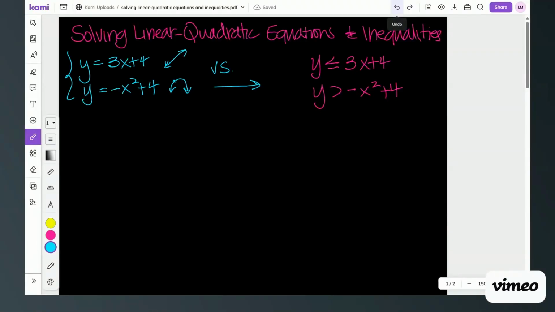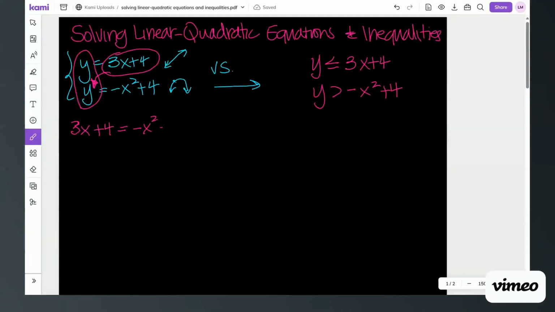I can graph to find intersection points, but I can also use the substitution method. Since these are both solved for y, I can substitute. So I'm going to take 3x plus 4 and replace y with it, since I know that y is equal to that. So I have 3x plus 4 equals negative x squared plus 4. Since I have an x squared term and an x term, I'm going to get everything to the left side and set it equal to 0, and then see if I can factor it.